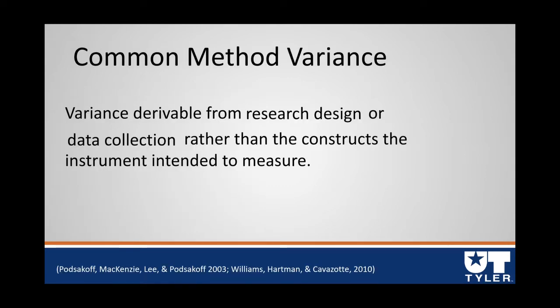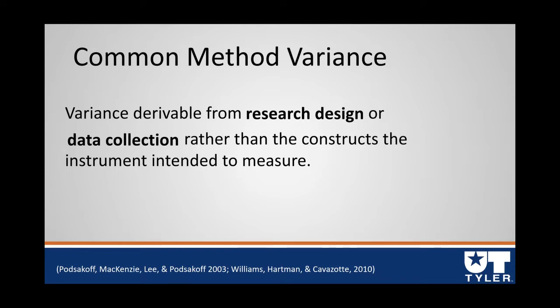So common method variance is an issue because it can increase or decrease the observed relationships between constructs, leading to type 1 and type 2 errors. So what is common method variance? Well, it's variance derivable from research design or data collection, rather than the constructs the instrument intended to measure.